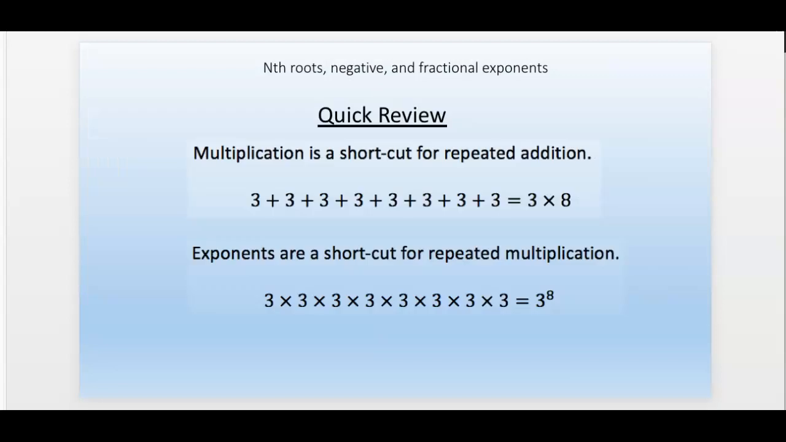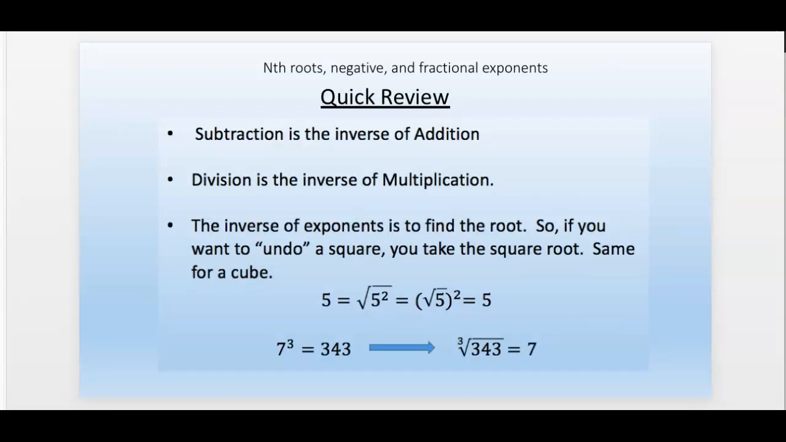Just a quick review. Guys, multiplication is really just a shortcut for repeated addition. Rather than write 3 plus 3 plus 3 like that, we just write 3 times 8. And guys, exponents are just a shortcut for repeated multiplication. We don't write 3 times 3 times 3 like that. We just write 3 raised to the power of 8. It's a shortcut notation. Also, guys, we have inverse functions, like subtraction is the inverse of addition.